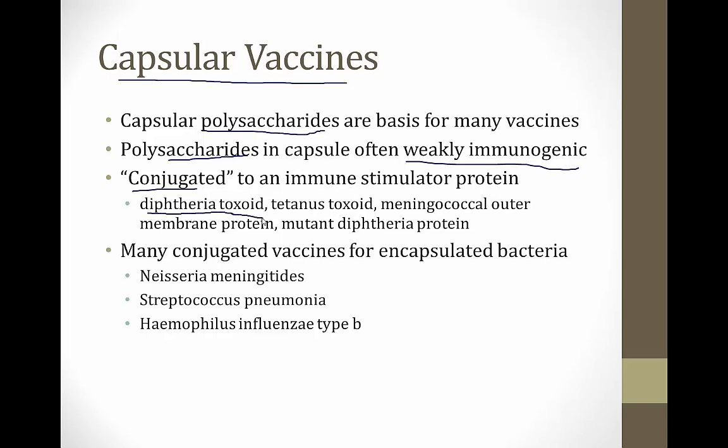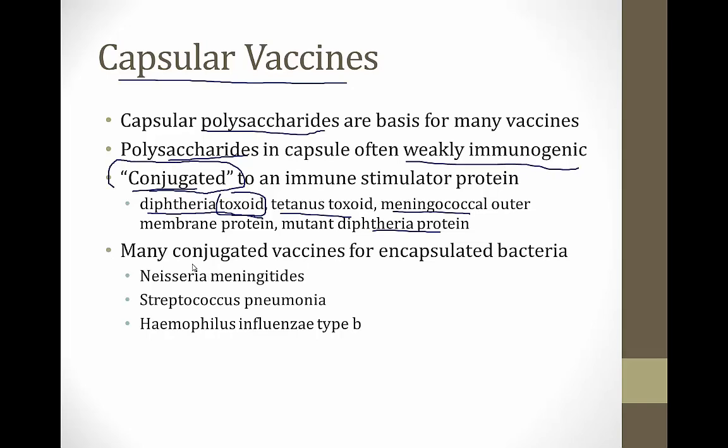Diphtheria toxoid is often used. A toxoid is an inactive or less active version of a toxin. But some of these other molecules are often used as well, like tetanus toxoid or the outer protein from meningococcus, or sometimes a mutant diphtheria protein. But all of these proteins are conjugated to the polysaccharides so that you get a more vigorous immune response.